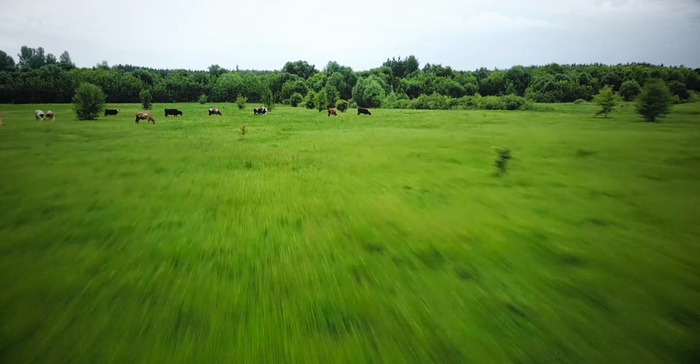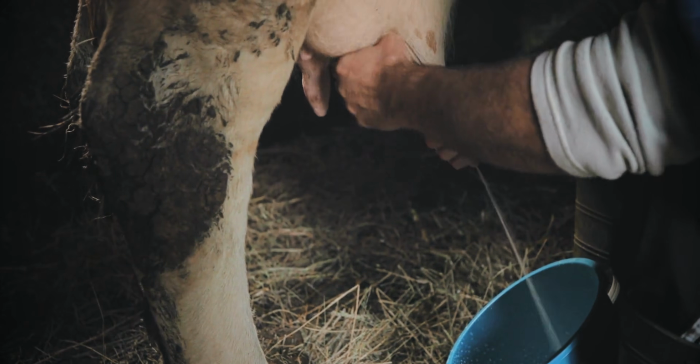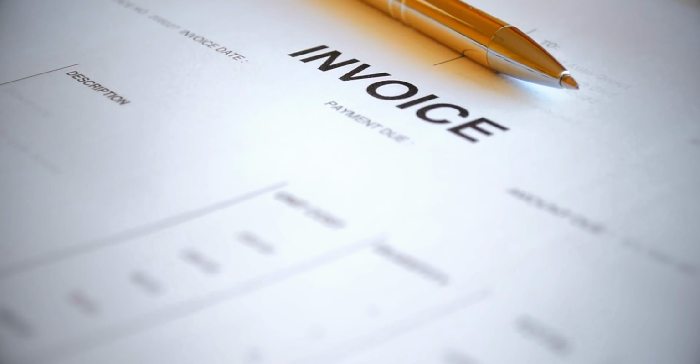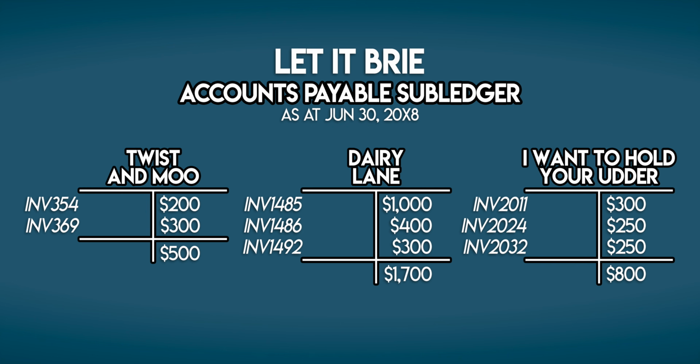Now let's take a closer look at Dairy Lane. You've been buying milk from them for a while now, and they're kind enough to let you pay on account, which means that you don't have to pay for your milk right away. Each time you buy some, you're handed an invoice and you're given 30 days in order to make the payment. At the moment, you owe Dairy Lane a total of $1,700, which is split across 3 different invoices. And today, you decide to pay the oldest one. Invoice 1485, which is for $1,000.